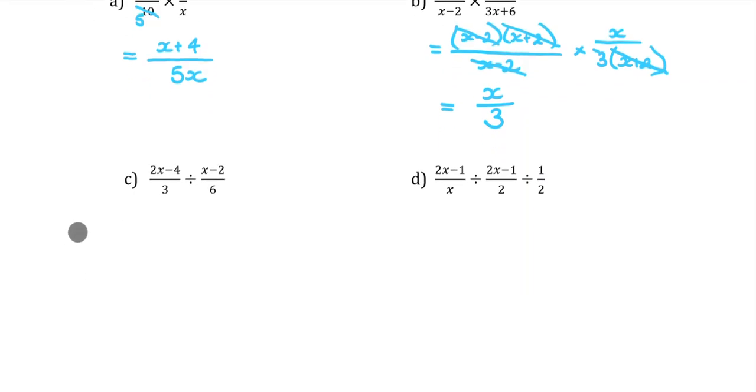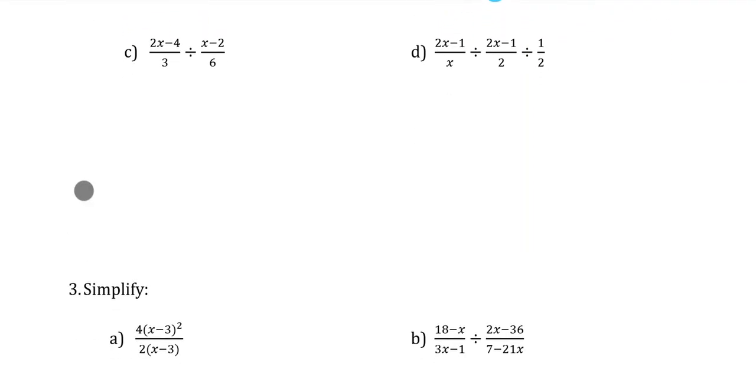Okay, in questions C and D, we're going to start dividing. So you never actually divide fractions, you turn them into timeses by leaving the first fraction and flipping the second fraction. So the first fraction, though, I can factorize the top to bring a 2 out. So 2 bracket x minus 2 over 3. Change the divide into a times and turn the fraction upside down. The x minus 2 will cancel the x minus 2.